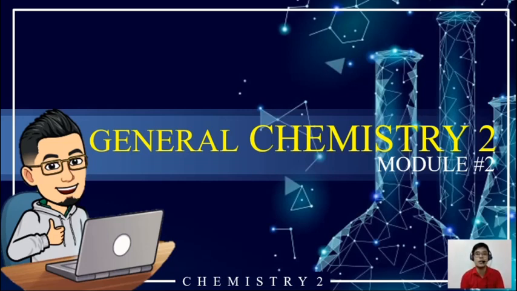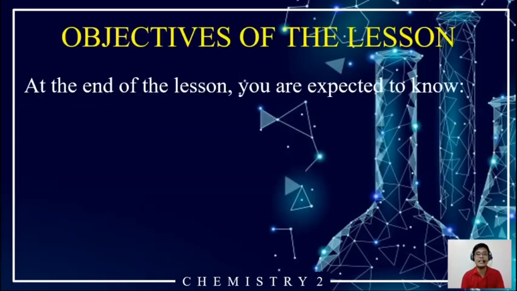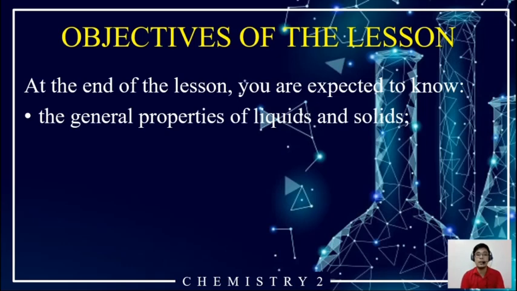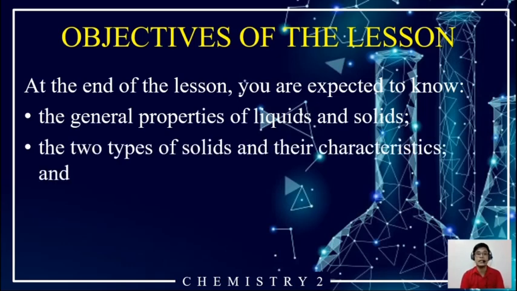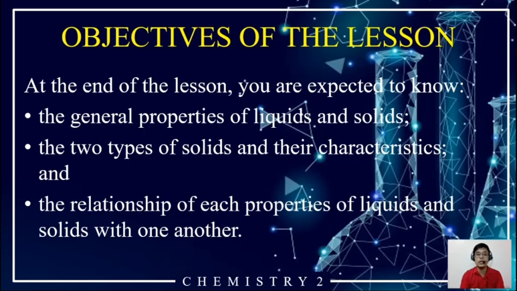Okay, because we have this objective and our objective is tuloy-tuloy tayong matuto despite of the situation that we are in. And speaking of objectives, let us have the different lesson objectives. At the end of this lesson, you are expected to know the following. First is the general properties of liquids and solids. Second is the two types of solids and their characteristics. And last is the relationship of each properties of liquids and solids with one another.